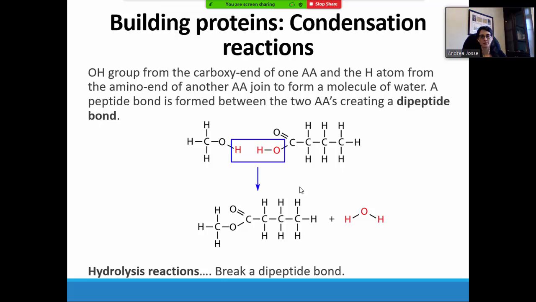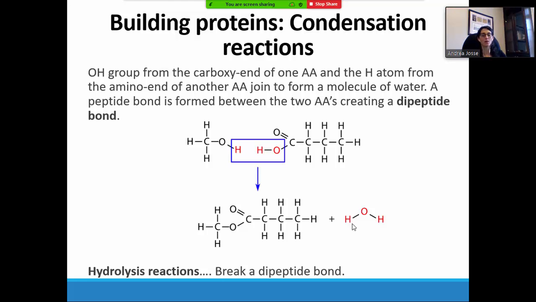Okay, and what we see here for the condensation reaction is these are not amino acids, but I'm just showing you a picture to show you that you end up making water when you join these two together. So again, it's the H group from the amino end and the OH group from the carboxylic acid end to join these two amino acids together. You end up with a dipeptide, or a joint molecule, and water. So hence why this is called a condensation reaction.